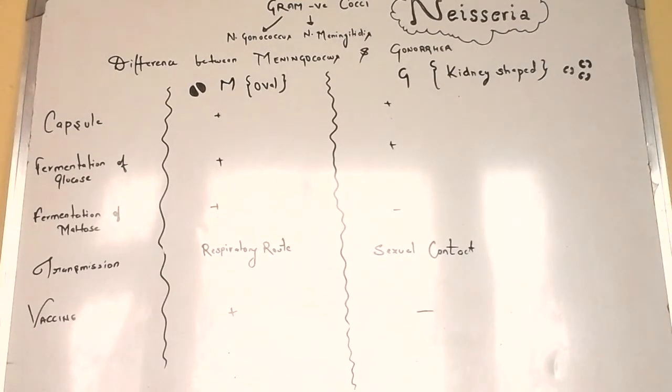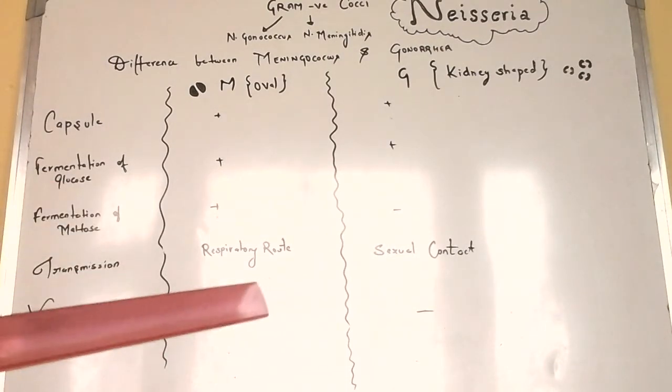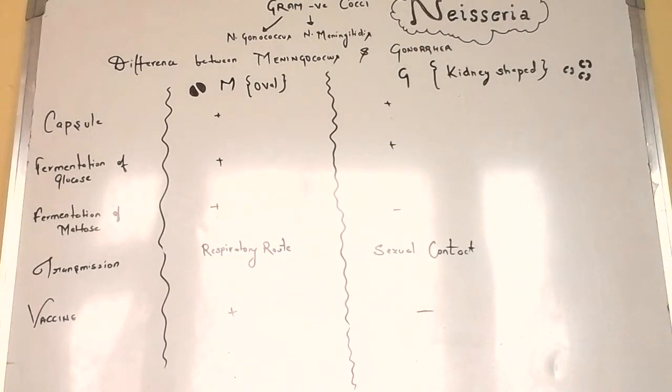Apart from this, a vaccine for meningococcus is available, and for gonococcus there is no such vaccine. In a later lecture we'll talk about meningococcus and gonococcus in separate lectures, covering prevention, pathogenesis, diseases related to them, diagnosis, treatment, and other things.